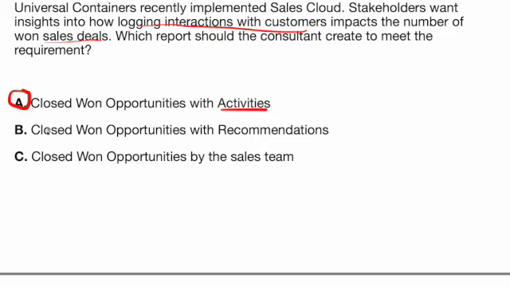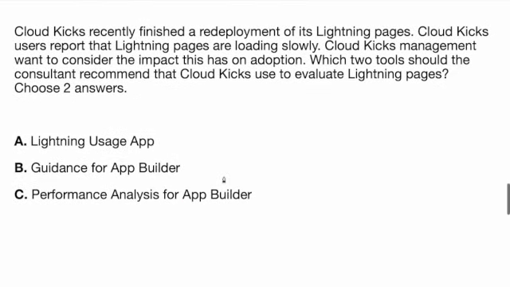So closed won opportunities with recommendations. Recommendations displays the most popular files for your site. So that has nothing to do with interactions with customers. And then closed won opportunities by sales team, that is a little bit too broad. It does not incorporate the interactions with customers. It does not incorporate activities. So that is not the answer. So the answer to this one is A, question 5. So moving on to question 6.